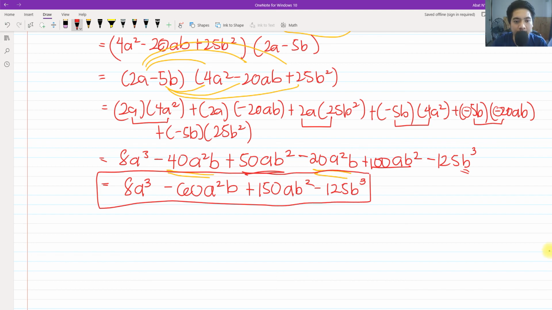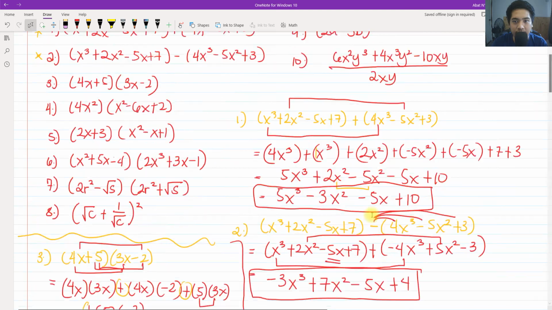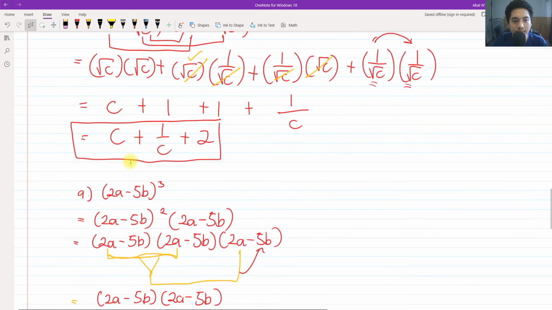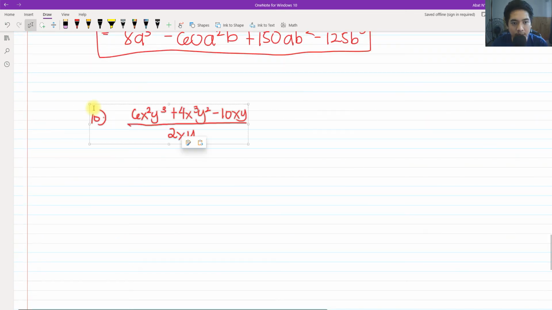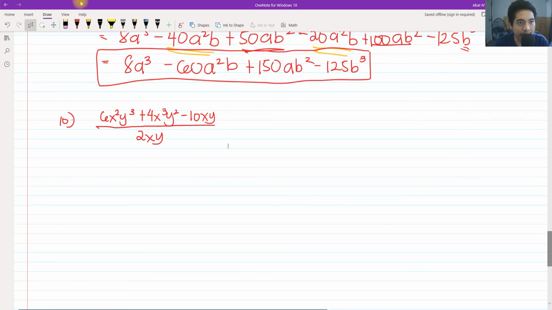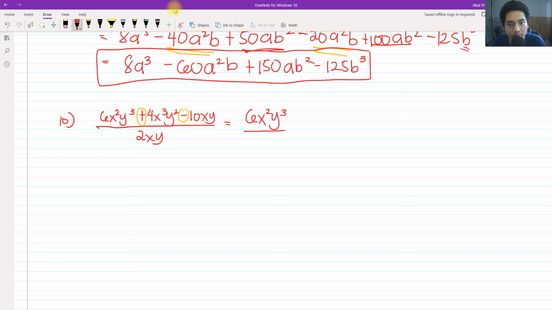Okay? And lastly, for number 10, we have division. So whenever we have this type of polynomial division, separated by addition and subtraction, we can rewrite it as this. 6x squared y cubed all over 2xy plus, because of the plus here, 4x cubed y squared all over 2xy minus, because of the minus here, 10xy all over 2xy.